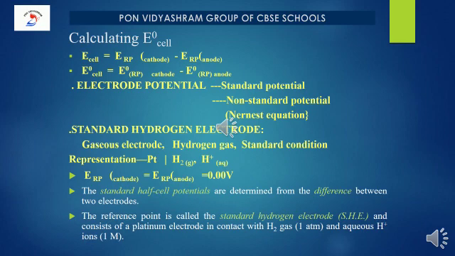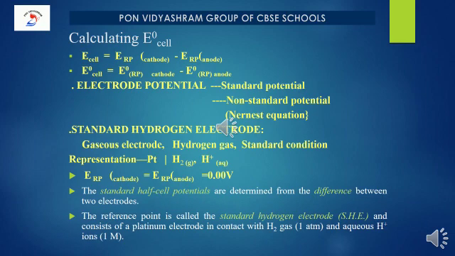In the last session, we have studied E cell is equal to E reduction potential of cathode minus ERP, that is reduction potential of anode. Now, if this is calculated under standard condition, it can be mentioned as E naught cell is equal to E naught reduction potential of cathode minus E naught reduction potential of anode. This is there in the NCERT. Please remember that, note it down.